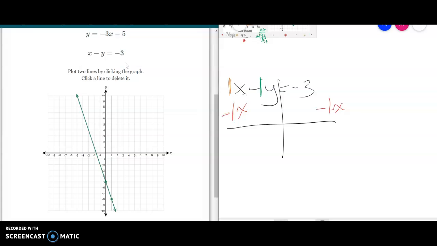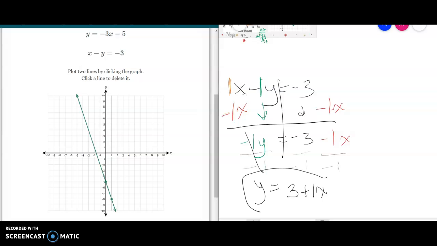Now, the negative 3 and the negative 1 cannot be combined together because the negative 1 has an x and the negative 3 does not. Therefore, they can't be combined together. So I'm going to bring down my negative 1y equals negative 3 minus 1x. So the last step, since y is not by itself, I need to divide by negative 1. Negative divided by a negative is going to be a positive. So I'm going to have a positive 3 and a positive 1x. So now I can actually graph that equation.